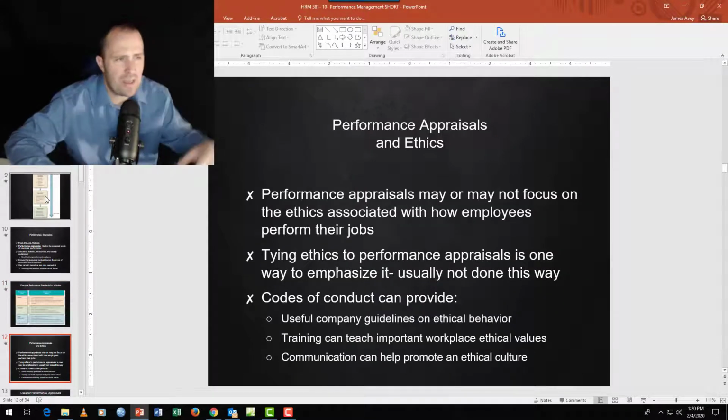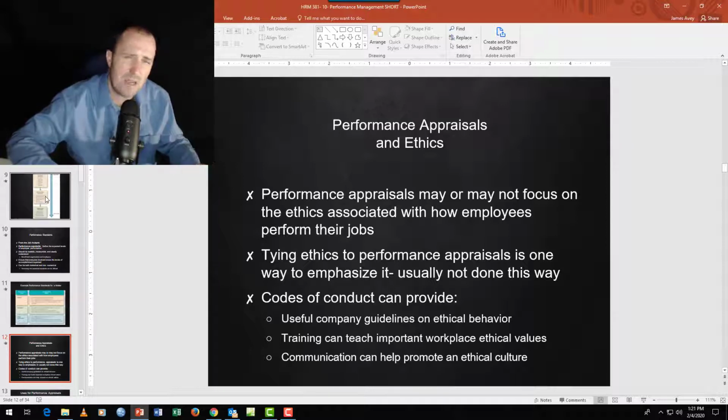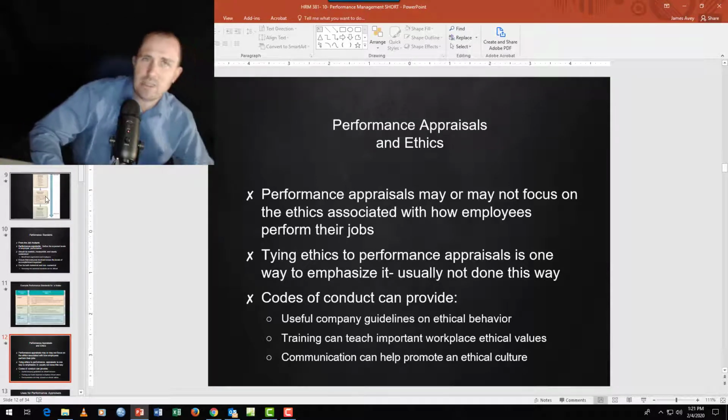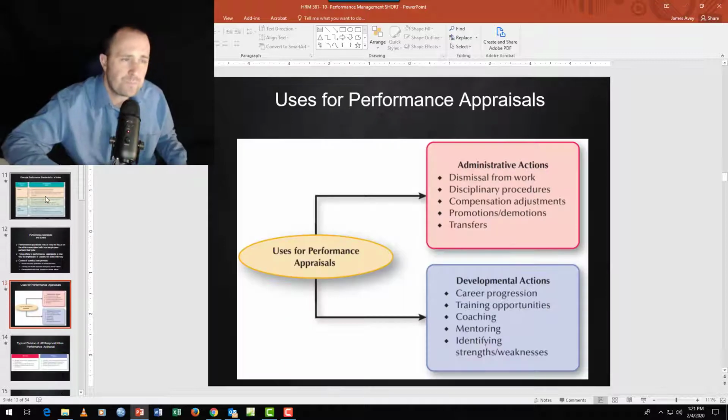I mentioned this with ethics. It's not usually up there. Sometimes, if it's in clear ethical roles, especially if you're dealing with like a CEO, insider trading, something like that. But that's really a legal issue at that point, not an ethical issue.